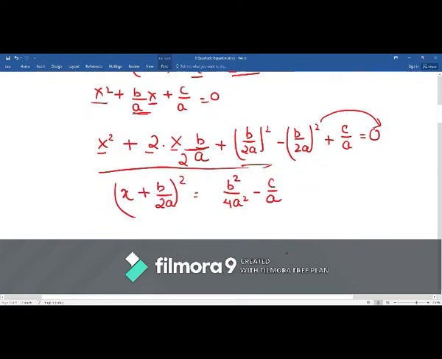So how are we going to solve this equation? We take the LCM. The LCM will be 4a square, and b square minus 4a into c, we will get here c, and what it is here, b by 2a, b by 2a whole square.